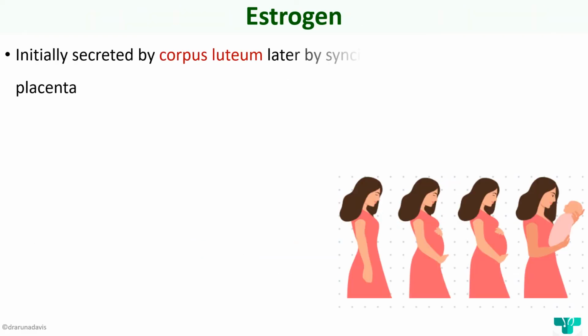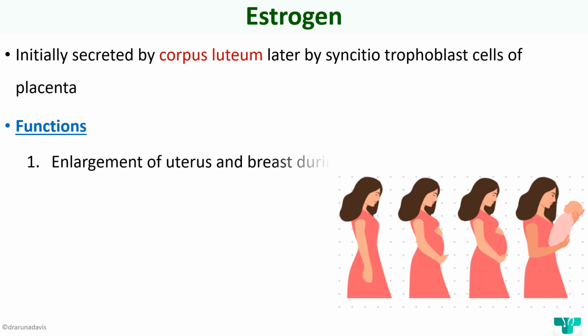So estrogen is initially secreted by the corpus luteum and later by the syncytiotrophoblast cells of the placenta. And what is the function of estrogen? Estrogen will help in the enlargement of the uterus and breast during pregnancy. We know that as the pregnancy progresses, the uterus enlarges in size, the breast enlarges in size, and all this is the function of estrogen.